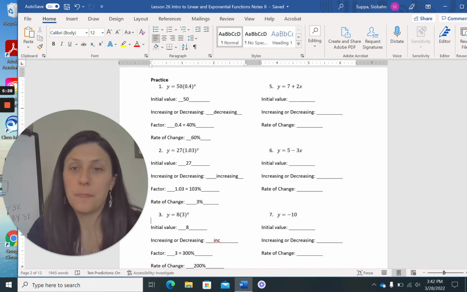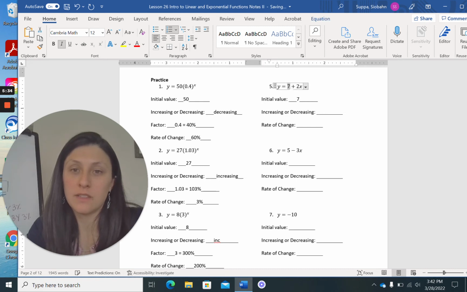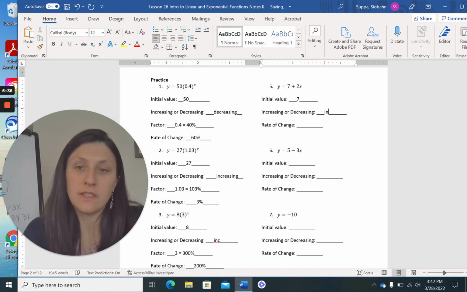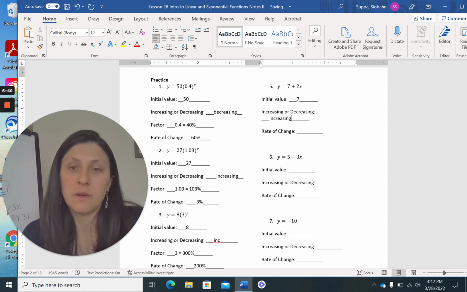Let's look at number 5. So these are lines now. So the initial value here is 7. It's always the y-intercept. It's the thing not multiplying by the x. This is an increasing function because 2 is positive.